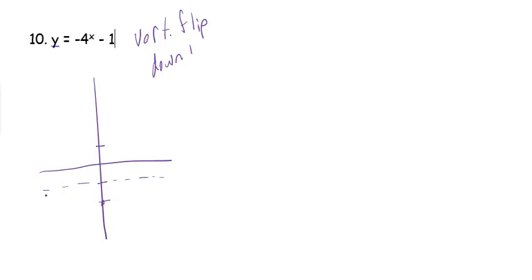Not a horizontal flip, a vertical flip. So it's going to have this shape. I have, again, moved it down 1 and flipped it vertically. So I'm crossing at negative 2. I have a horizontal asymptote at negative 1. I'm approaching it on that end, and I'm going steeply negative on this end.